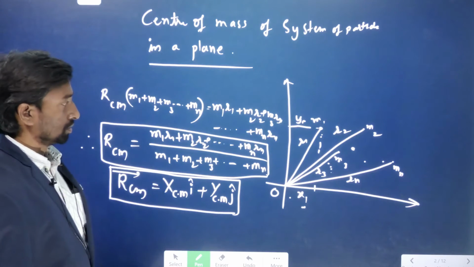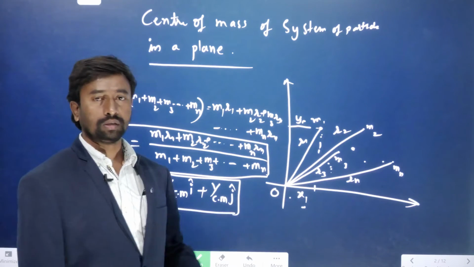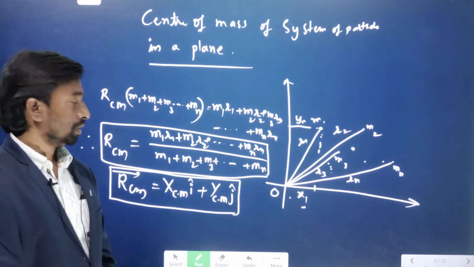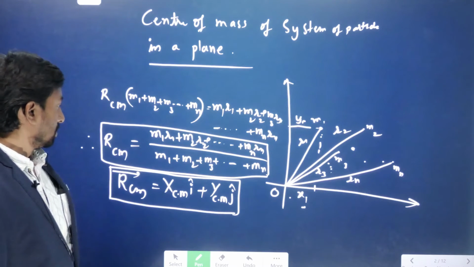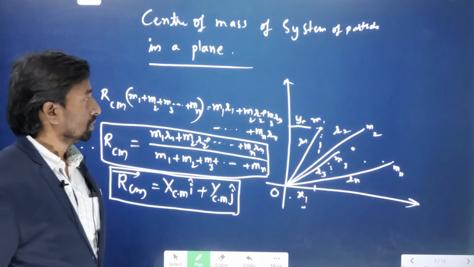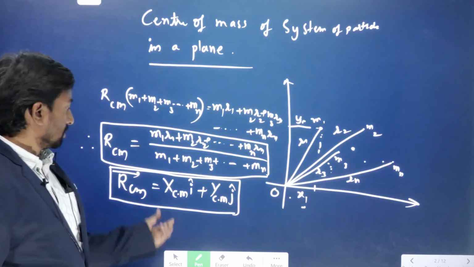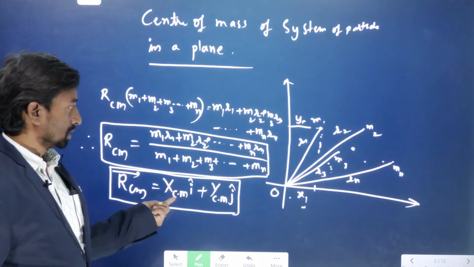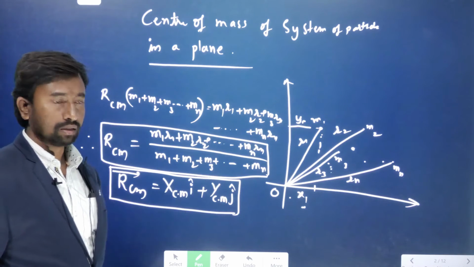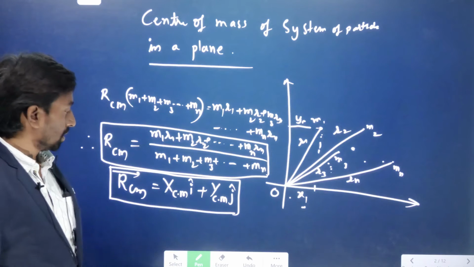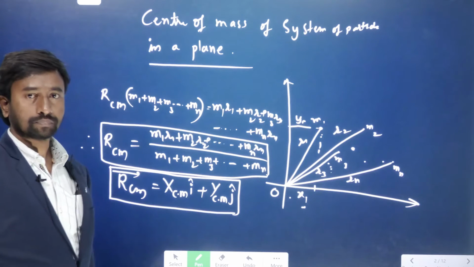So in the vector notation, r1, r2, r3 up to rn are the position vectors. Then in the vector form, the position vector of the center of mass of the particles which are in the plane can be written as xcm, the center of mass of the particles along the x-axis, i cap, plus ycm, the center of mass along the y-axis, j cap.